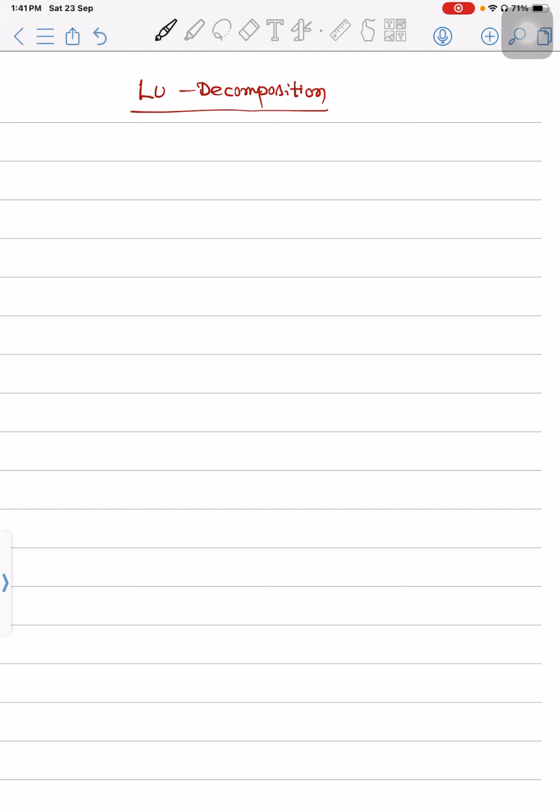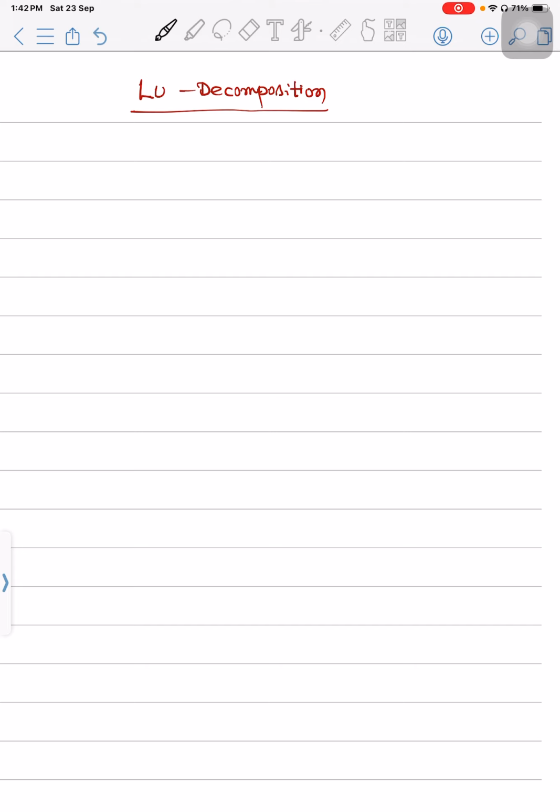So the thing is, why would you want such a decomposition? Basically, this is important for storing data. That's why usually engineering students like to use LU decomposition. So let's not go there. That is not our headache. So let's see what LU decomposition is.